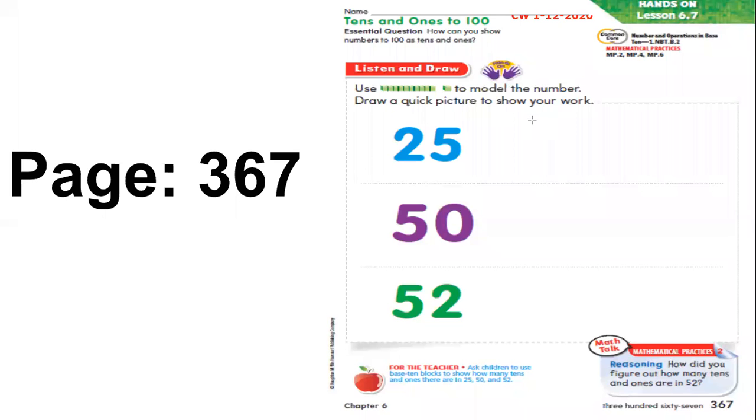So I'm going to draw here 25. So I'm going to make 2 lines. That gives me the 10. That is 2 tens and 5 ones.